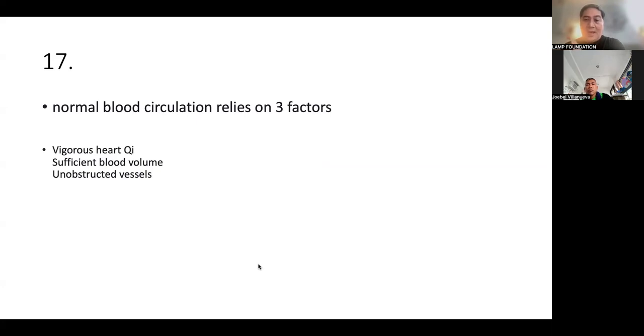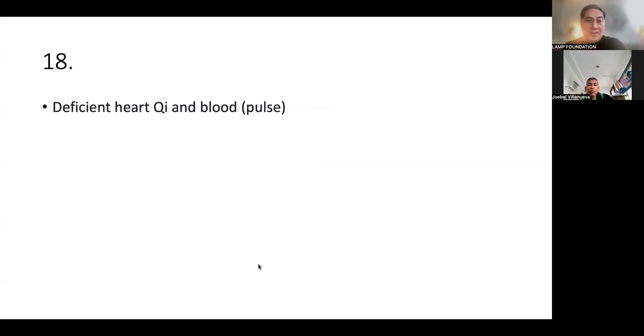Okay, so if you have an issue on any of the three, this will affect the circulation. Please describe the pulse when you have heart chi and blood deficiency. The pulse would be thready and weak. Okay, what about if there is heart chi and blood stagnation? It's choppy, the pulse.